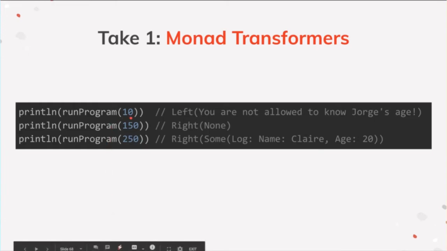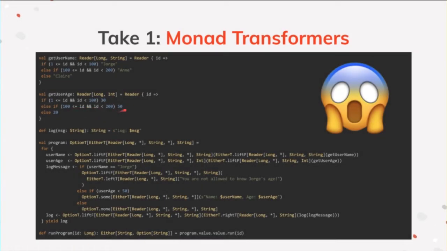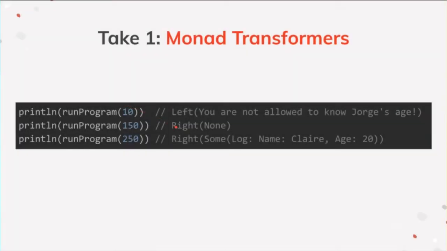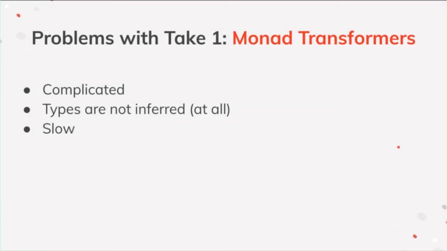What were the problems with the first take using monad transformers? It's complicated to implement. Types are not inferred at all. That's why I needed to write all of those type annotations to make the code compile. And it's slow. The more monad transformers you stack, in this case I've just stacked two, but the more you stack, the slower your program will be.